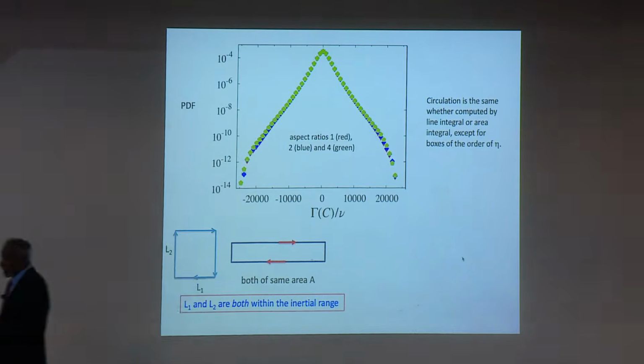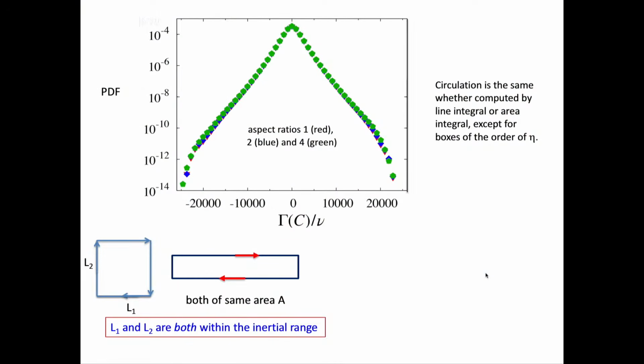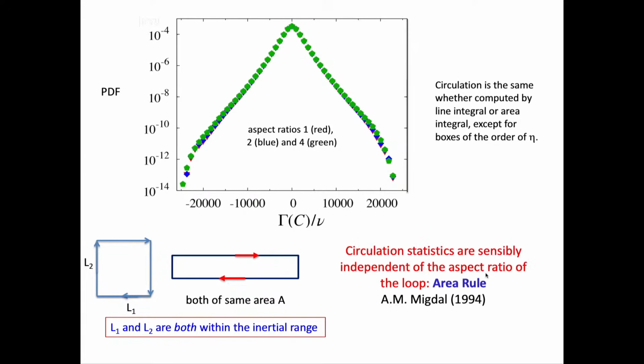It looks like it doesn't matter whether it's a slab like this or a square, as long as both lengths are within the inertial range, the probability density of circulation is the same. So basically, I say the circulation statistics are sensibly independent of the aspect ratio of the loop. Sensibly, because there are maybe some small differences here, but these are such low probability events. Even though we had a lot of data, it is possible that you could have some differences.